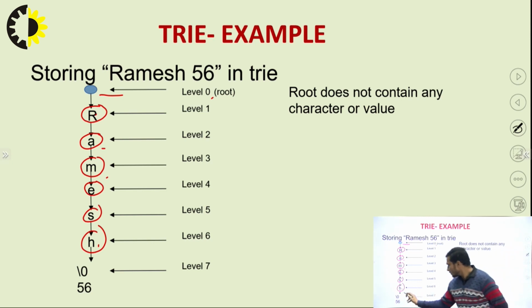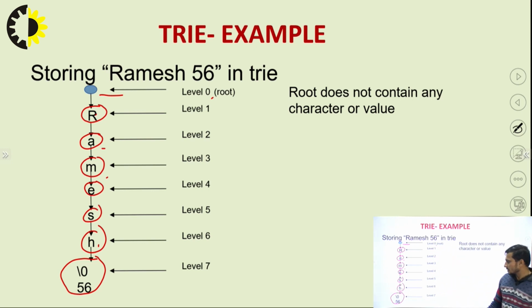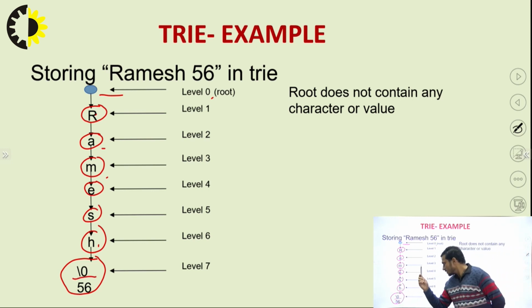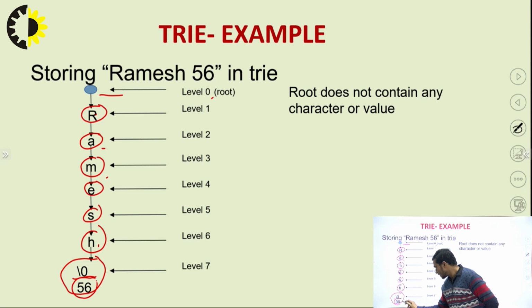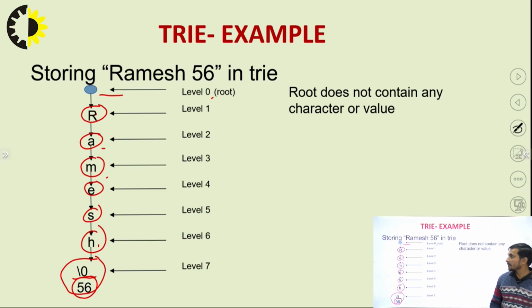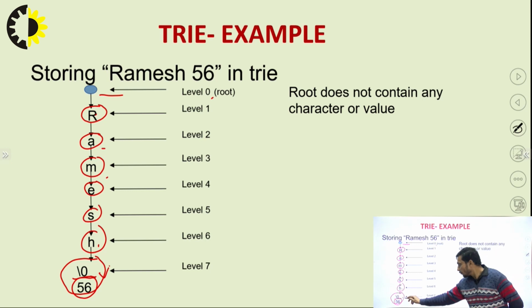Now this will be the final node. In this final node we have two things. The first thing is this null character, which represents the end of the key, and the second thing is this 56, which represents the value we have with this key. So as we have discussed, this last node can have a null character, or it can also have the value which is associated with that particular key.